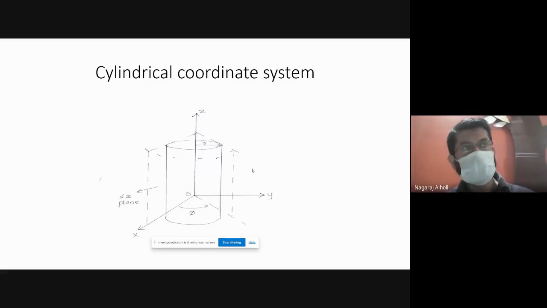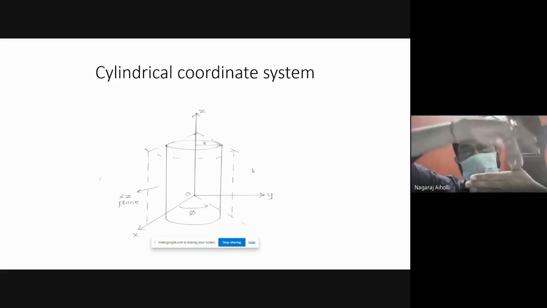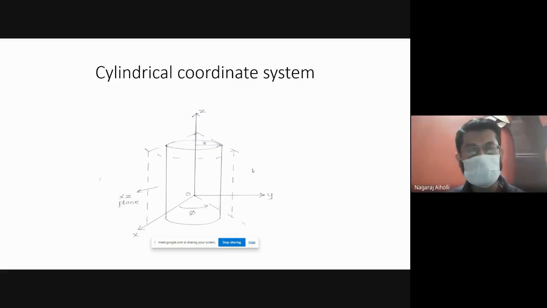Between x and y, whatever plane is there is called the xy plane. X, y, and z are like this: x is here, y is here, and z is here. These are the three corners of the room. Between x and y it is the xy plane, between y and z it is the yz plane, and between z and x it is the xz plane or zx plane. These are the three planes.